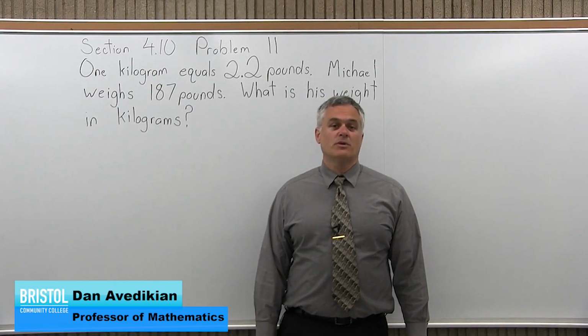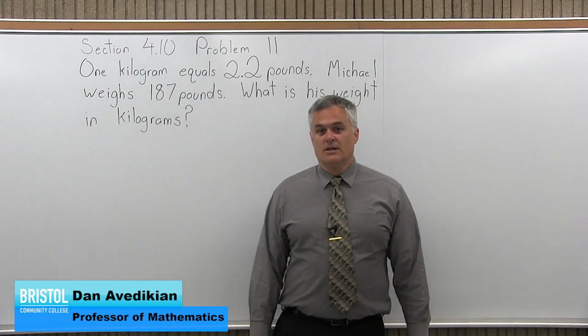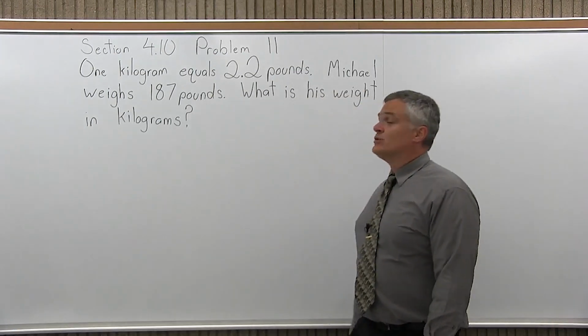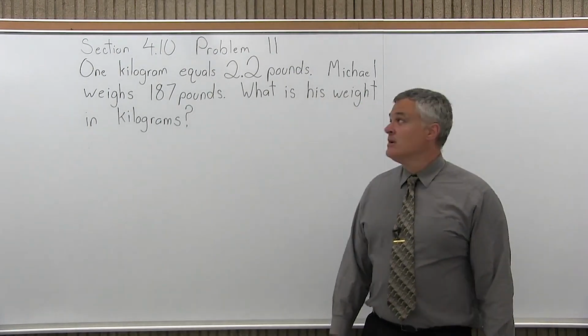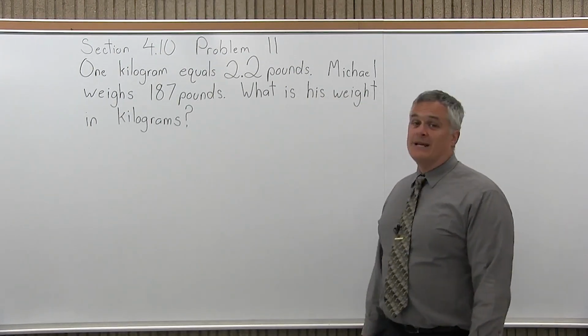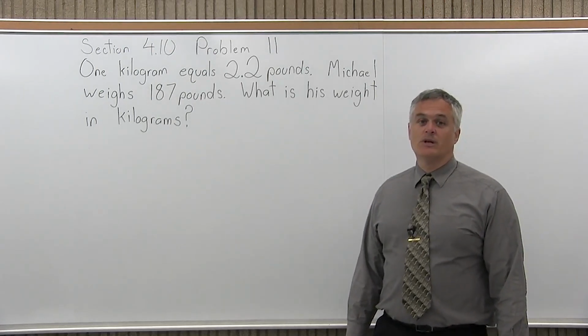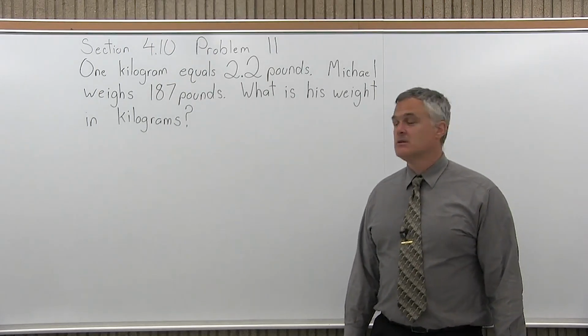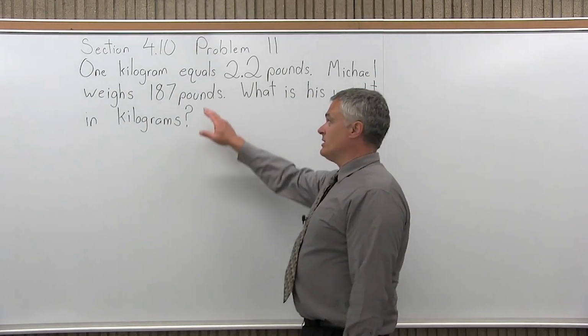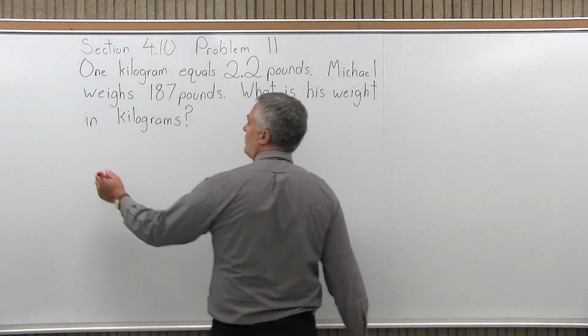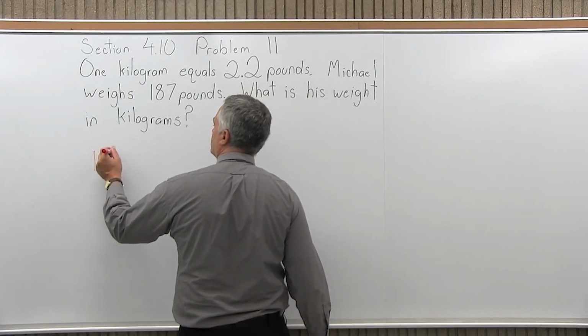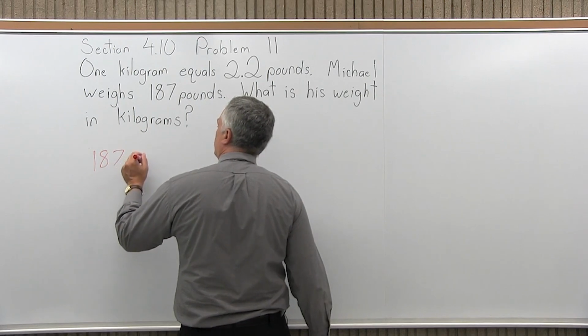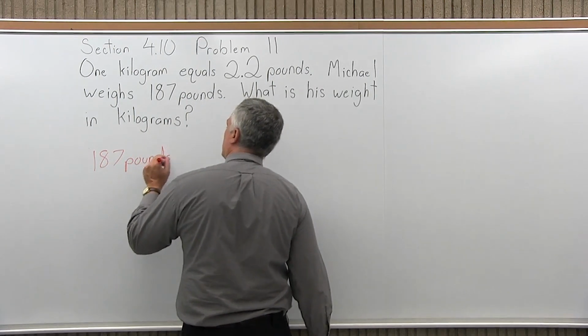This is Section 4.10, Problem 11. It says 1 kilogram equals 2.2 pounds. Michael weighs 187 pounds. What is his weight in kilograms?